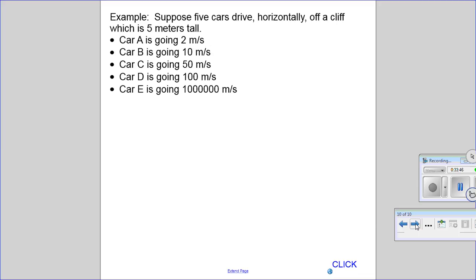All right, so let's do this. So we got these 5 cars that are going to drive off of a cliff. The cliff is 5 meters tall. They're all going to go off at the same time. So the question is, which one hits the ground first? Now, there's a reason that I chose 5 meters.